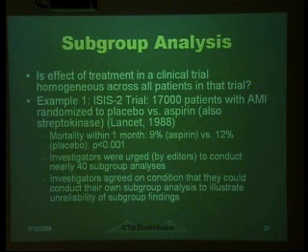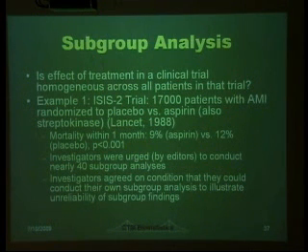Another situation in which multiple testing is a problem is in the area of subgroup analysis, in particular subgroup analysis in clinical trials. The basic question when you're doing subgroup analyses is whether the effect of treatment in a clinical trial is homogeneous across all the patients in that trial, or whether there are particular subgroups of patients where the effect of treatment is different than everybody else. This is kind of a classic example of the pitfalls of subgroup analysis.